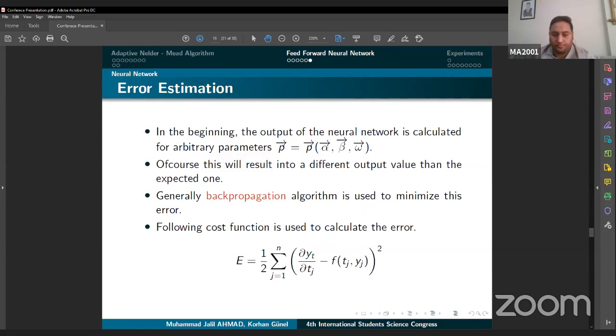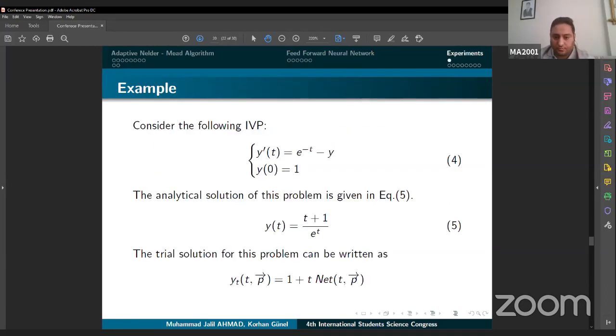Of course, there will be some errors in the evaluation of our function. So how can we calculate the errors? There is an expected value and there is a calculated value, and their difference will give us the error in our evaluation, in our calculation. As an example, we have solved this particular initial value problem. We can clearly see the analytical solution of this problem is given here. The trial function for this particular problem is given here.